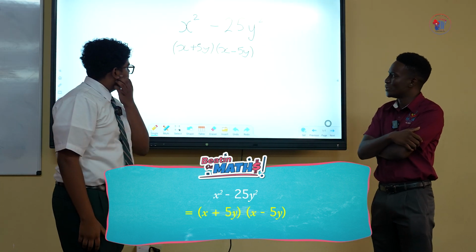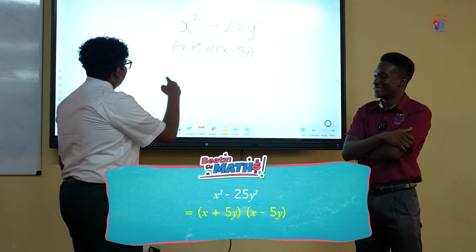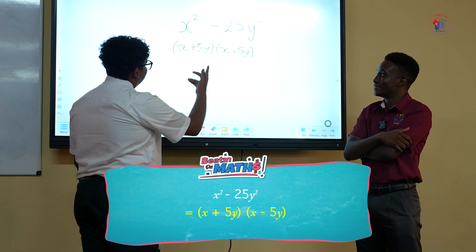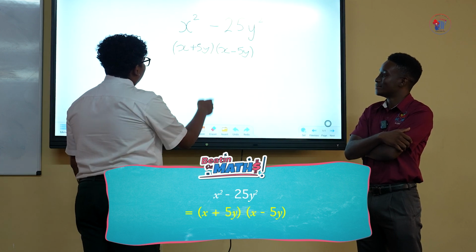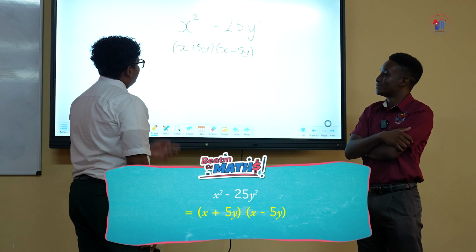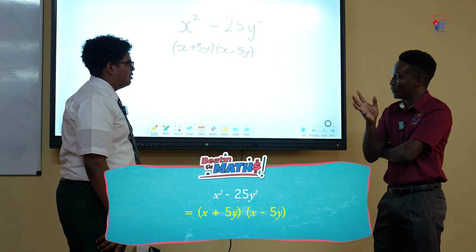Excellent. Walk us through what I did there, Brandon. So x was squared, so that means there was x squared, and 25. The square root of 25 was 5. And when you have to find the difference of two squares, one of the brackets is going to be positive and the other one is going to be negative. All right, one will add and one will subtract.